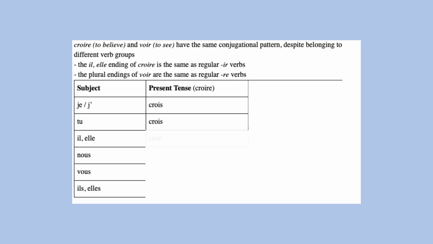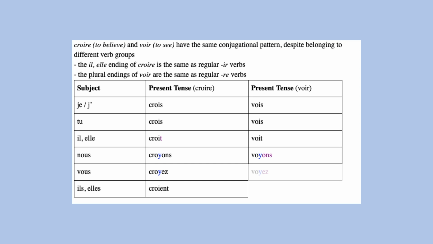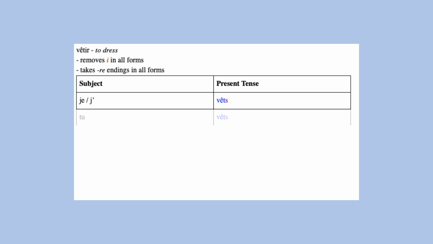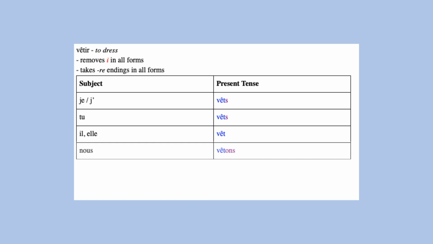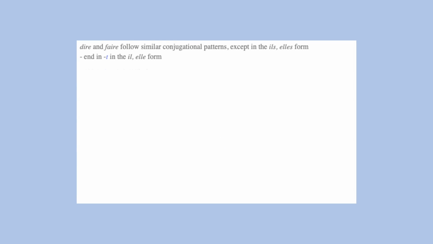Croire, croyons, croyez, croient. Voir, voyons, voyez, voient. Vêtir removes the I and takes the RE endings in all present tense forms. Vêts, vêts, vêt, vêtons, vêtez, vêtent. Dire and faire follow similar conjugational patterns to one another with the exception of the plural ils, elles form.